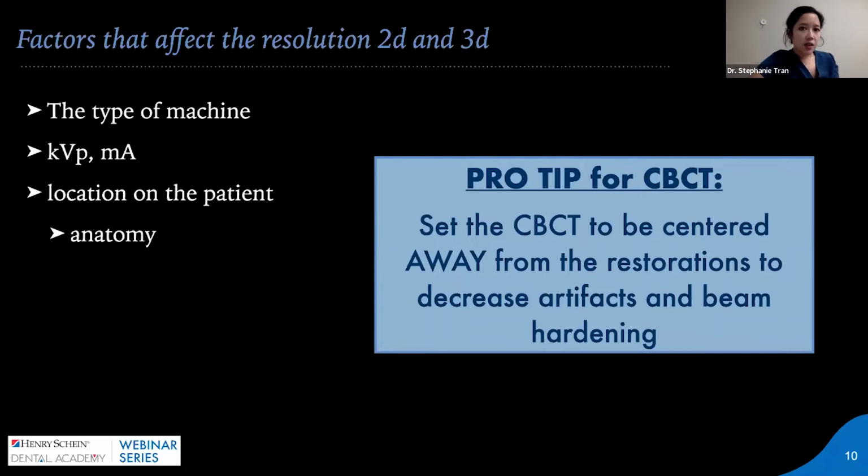So for 2D radiographs, it's a little bit hard to control that anatomy location. However, one tip I do have for 3D scans is to try to set the CT slightly away from restorations, and away from certain anatomy, because that can decrease the amount of artifacts and the amount of overlapping that gets in the way.